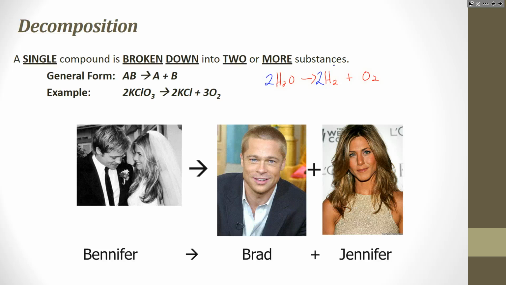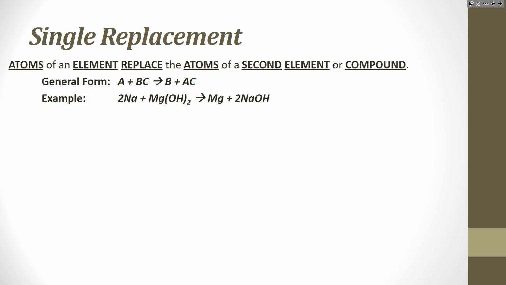They're Brad and Jennifer. So with single replacement, you can think of it as you have a couple and a single. Notice here's my single and here's my couple. B and C are together, and A is going to switch out one of the B or C's, either B or C. Now depending on what A is, if A is a metal, it will switch the metal. If A is a nonmetal, it will switch the nonmetal. So in this example here, I have sodium. Since sodium is a metal, it's going to switch spots with magnesium. And if you notice, sodium goes with hydroxide, and magnesium is now on its own. So that's kind of how this works.